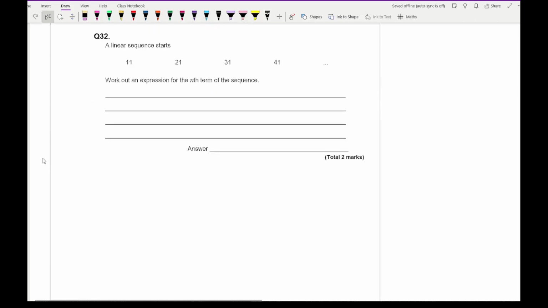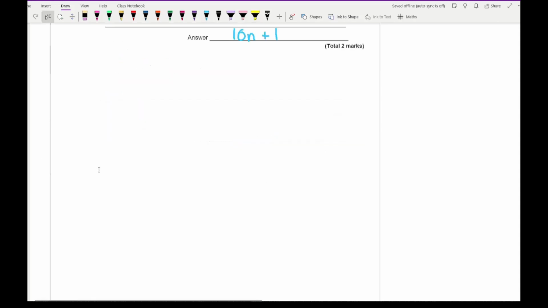Question 32, it says a linear sequence starts 11, 21, 31, 41. I want to write down the nth term. So again, looking at the difference, it's plus 10. So I've got 10n is going to be the formula. Then what do I need to get from 10 to the first term in the sequence? We'll need to add 1. So the nth term is going to be 10n plus 1.